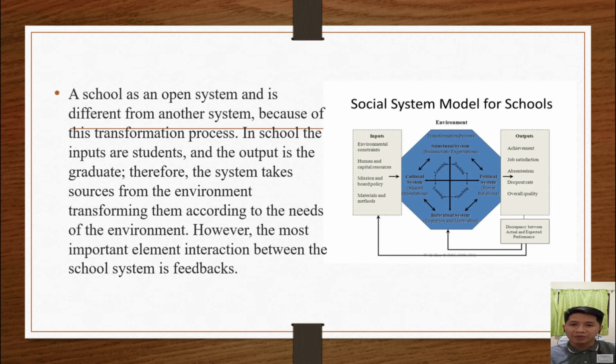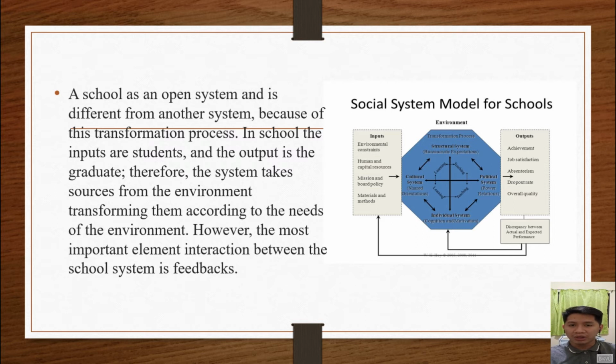A school as an open system is different from another system because of its transformation process. In school, the inputs are the students since we are aiming to prepare the students to occupy social roles according to their capabilities after leaving the school, and the output is the graduate. Therefore, the system takes resources from the environment, transforming them according to the needs of the environment.